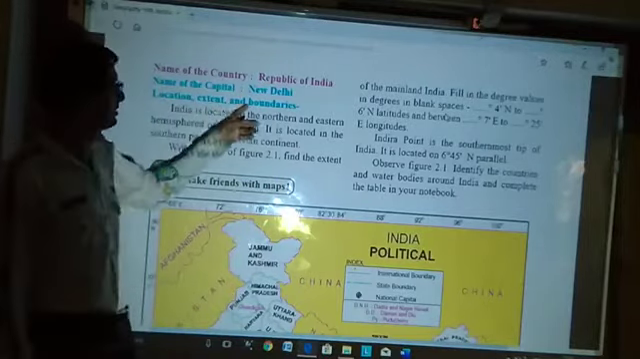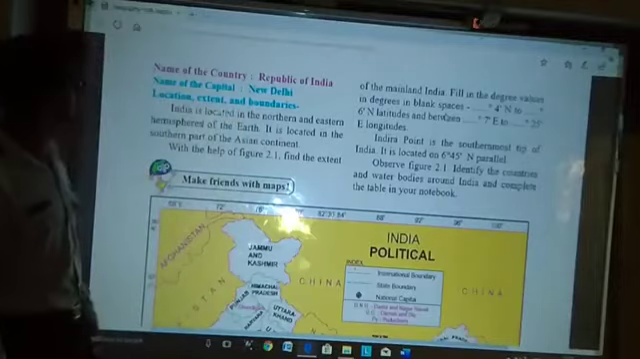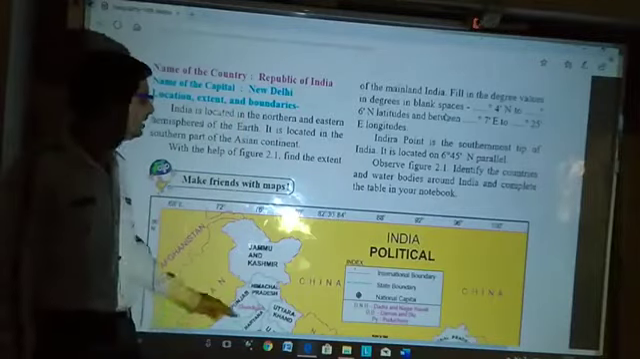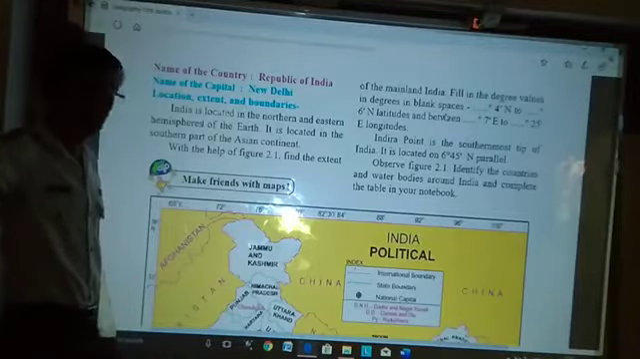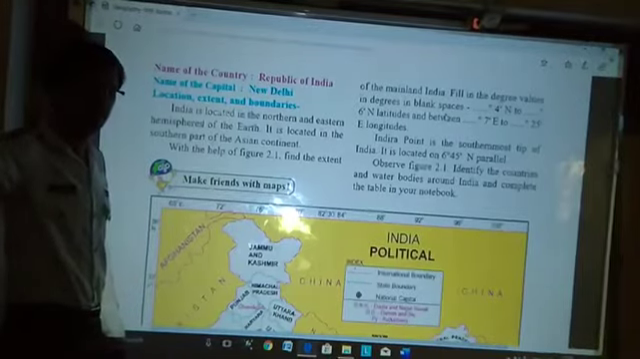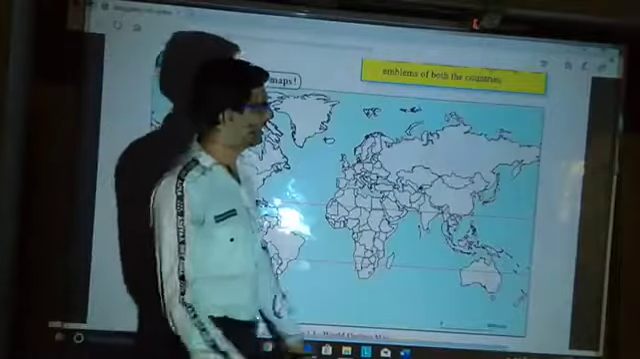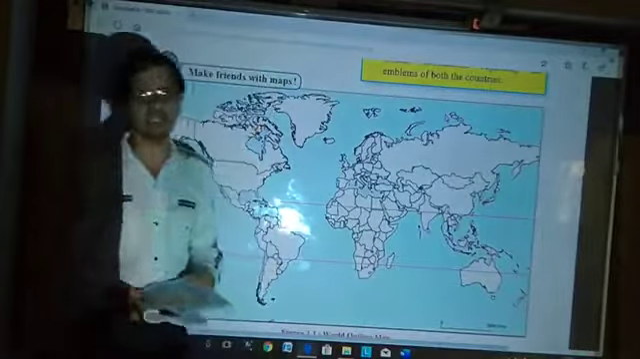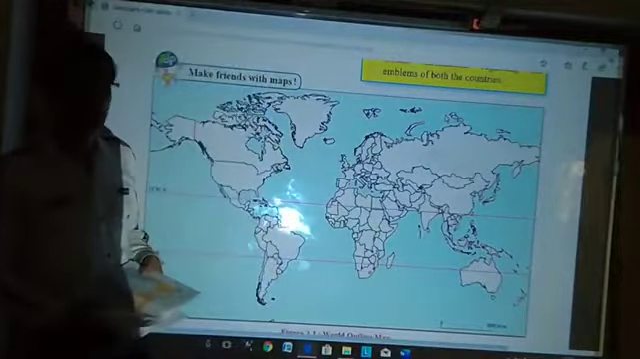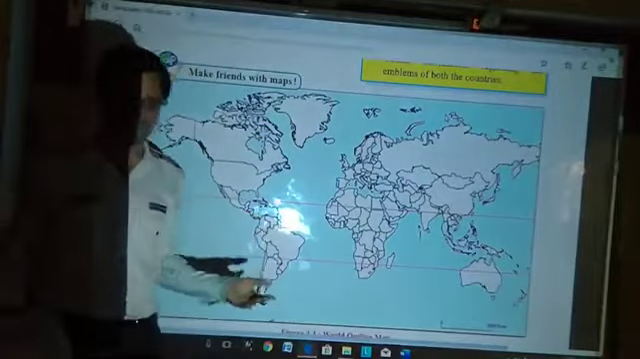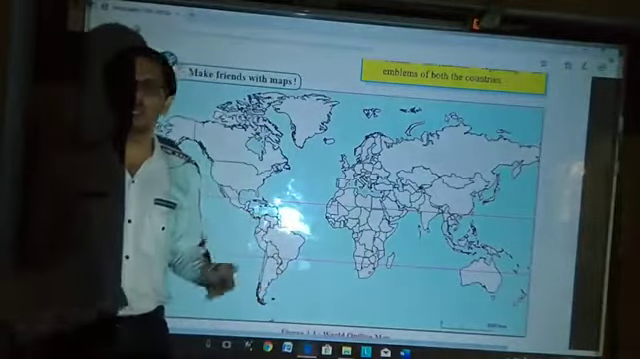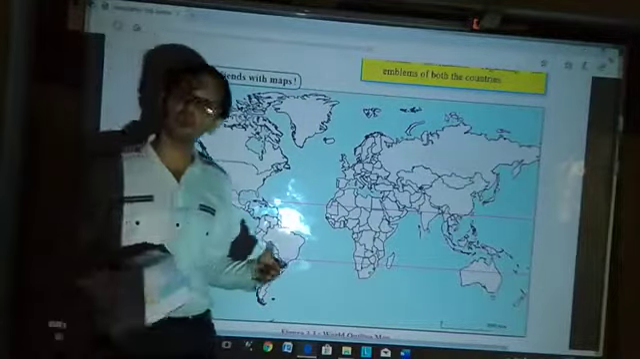Now, location, extent and boundary. India is located in the northern and eastern hemisphere of the earth. Now we will go to the location and extent. The name of the country is Republic of India, and the Indian capital is New Delhi. Now we will study the location, extent and boundaries of India.